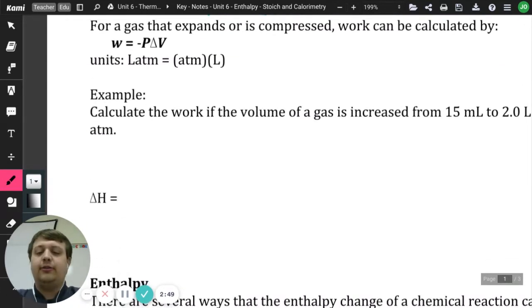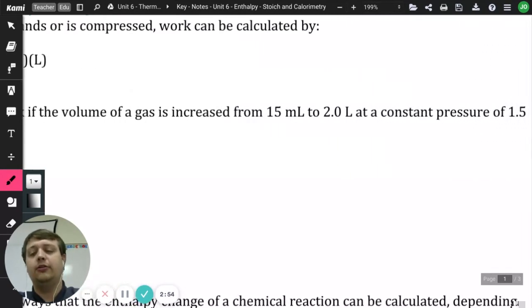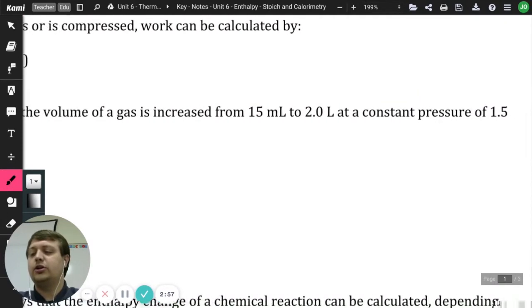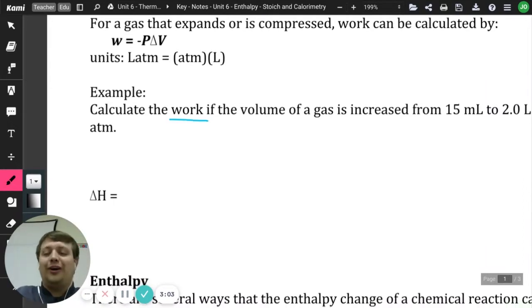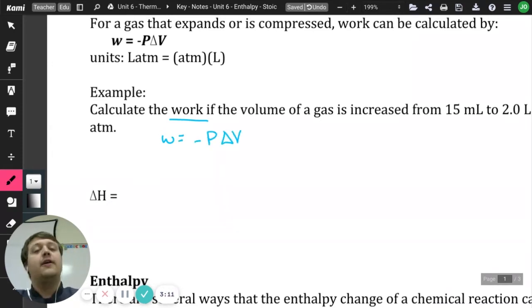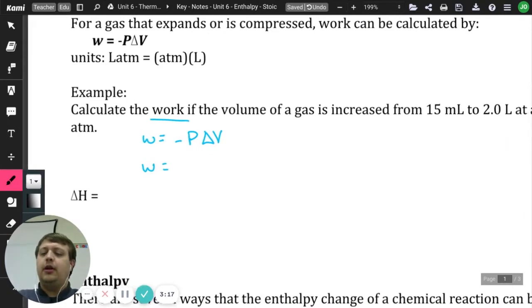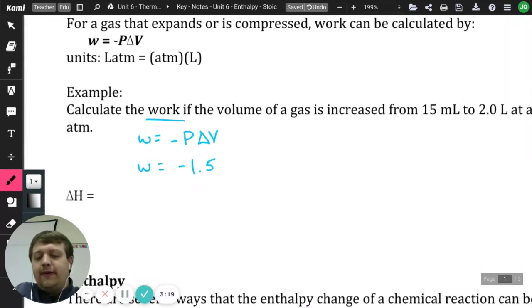So my question here says, calculate the work if the volume of gas is increased from 15 milliliters to 2 liters at a constant pressure of 1.5 atmospheres. So we're looking for work. We're working towards that work. So work equals negative pressure times the change in volume here. Okay, so work equals negative 1.5 atmospheres times the change in volume. So your change in volume would be your final volume minus your initial volume.